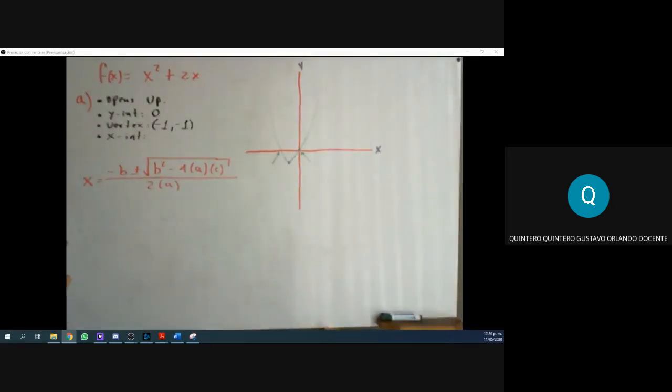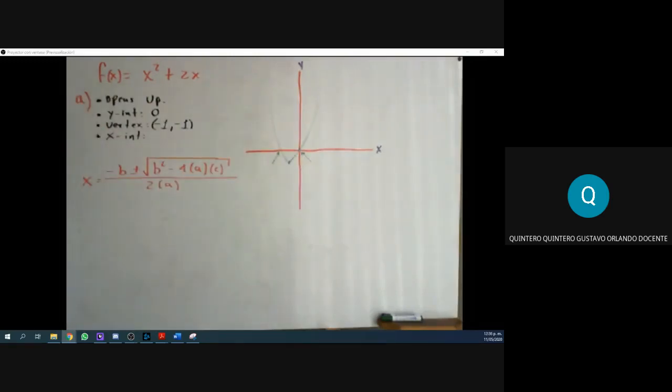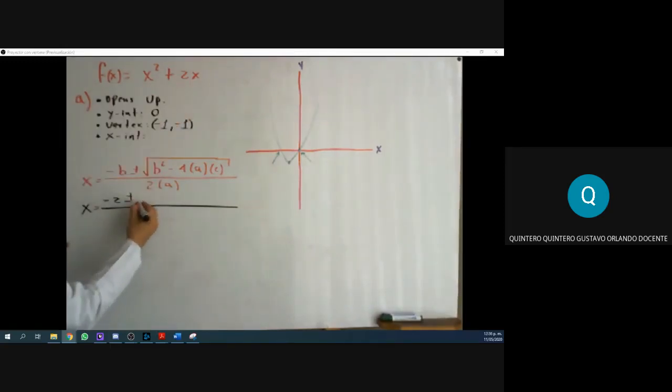We know one of the answers is 0 because we already said it. That was one of the x-intercepts. So we are kind of cheating. We know already which will be one of the answers. All right, let's do this exercise absolutely fast. We will have x equals, and on top, we will have negative b, which is negative 2, plus or minus the square root of 2 squared, which is 4.